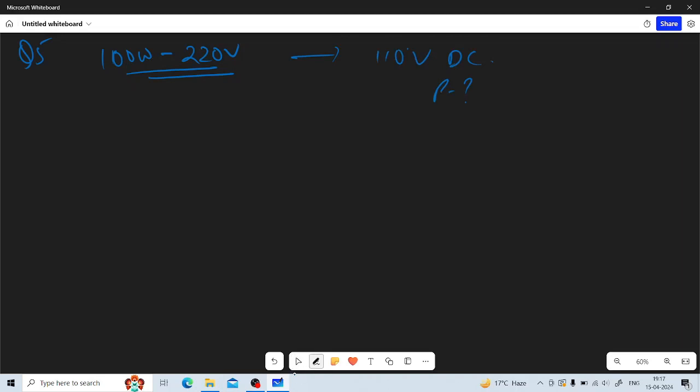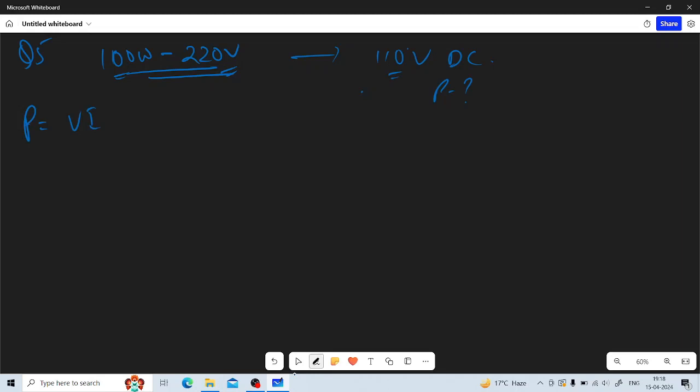So this is the power rating of the bulb, which means when the bulb is connected to 220 volt, the power consumed is 100 watt. Now this bulb is not connected to 220, rather it is connected to half of that, 110 volt. So what is the power consumed? Okay, we need to find the power consumed. So we know this relation, power is equal to V into I. So I have been given 110 volt.